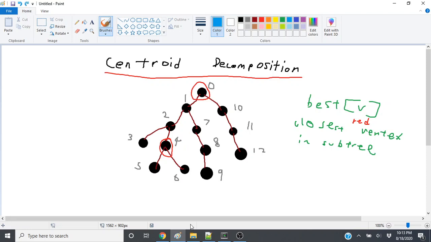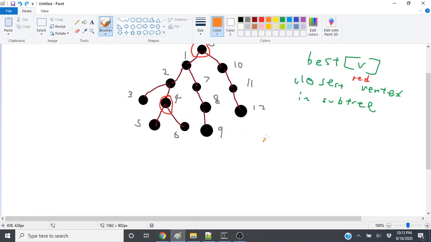And then after every update, we guarantee that this information is accurate. That is, best v stores the closest red vertex in every subtree. If there's no red vertex, like say 12, for example, we'll just set it to infinity. And then when we take the minimum, it'll automatically set it to what we want.